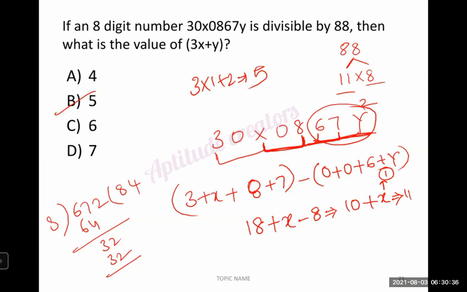Divisibility rule for 88 is 11 and 8. Means I have to check the divisibility rule for 11 and I have to check the divisibility rule for 8.